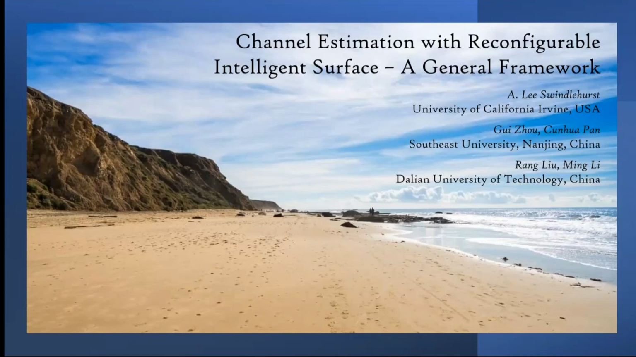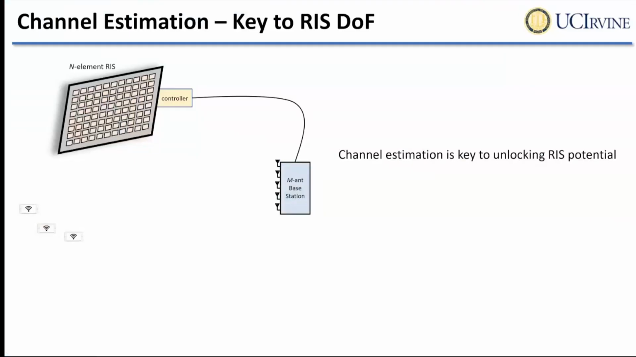So let's see if I can get it to advance. There we go. I'm going to use just a few equations, nothing too difficult to look at here. Channel estimation really is one of the keys to unlocking the potential of these surfaces that Marco and Stefano have talked about. I'm just looking at the RIS2 configuration, using Stefano's definitions. In this case, there's maybe some base station controlling the surface and some users that want to communicate with the base station.